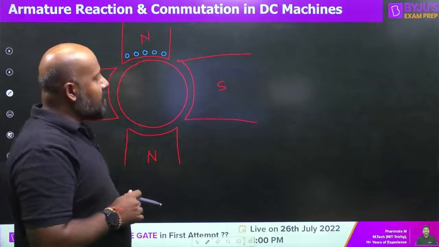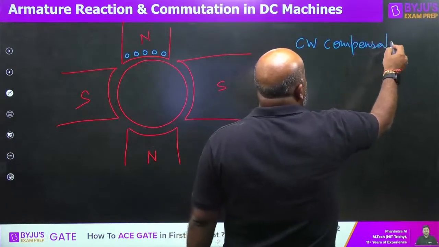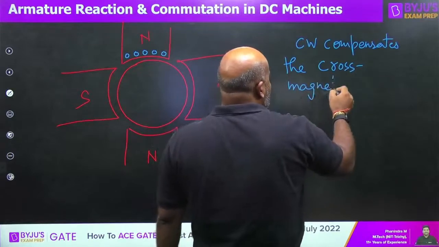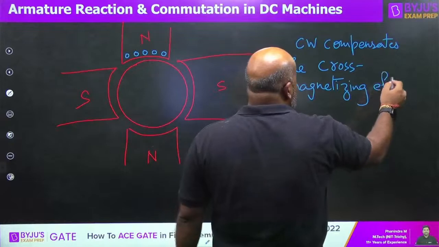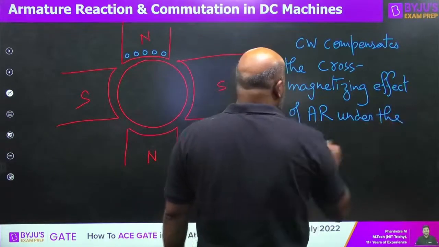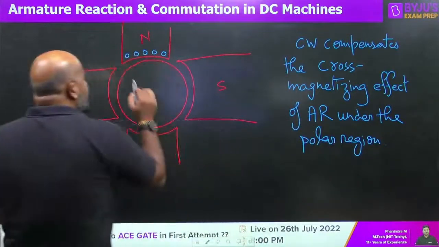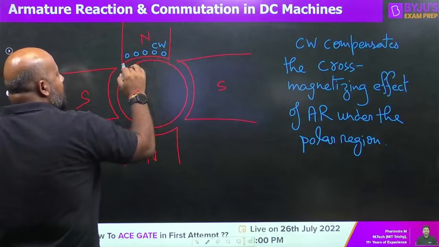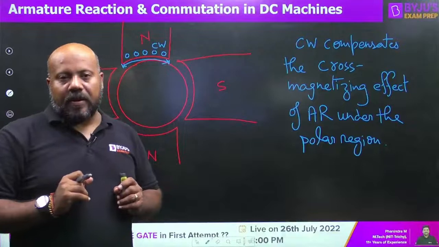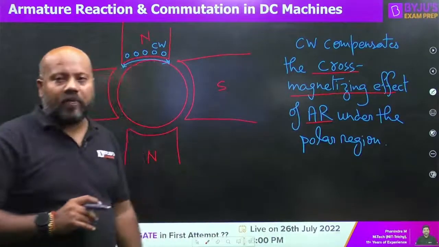And what is the purpose of having compensating winding? Compensating winding compensates the cross magnetizing effect of armature reaction under the polar region. What is polar region? Because compensating winding is only present in the polar region where poles are present. And what are they compensating? The cross magnetizing effect of the armature reaction under the polar region.